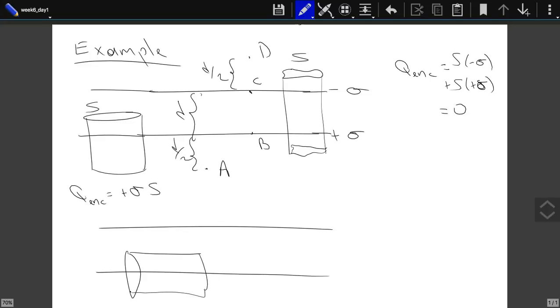Does it matter if we had a cylinder or something else? But I think the only thing that matters in that situation is that we need a surface which is perpendicular.